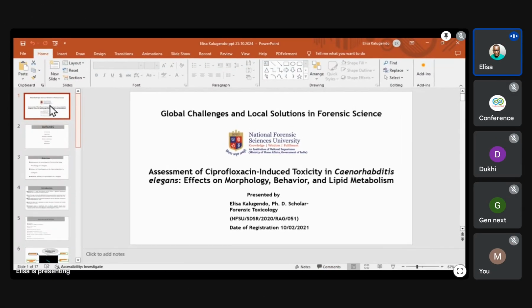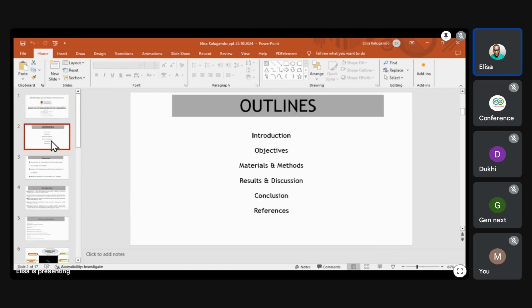Morphology, the body morphology, behavior, and the lipid metabolism. So, this will be my presentation outline. We'll see a little bit of introduction, objectives, materials and methods, results and discussion, and then we have some conclusion. And if there are any further questions, they will be welcome.